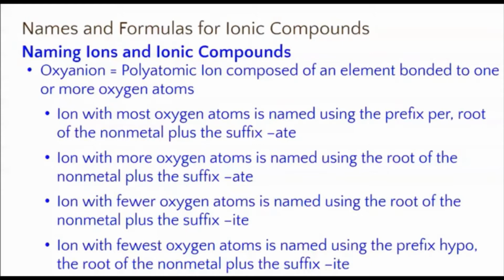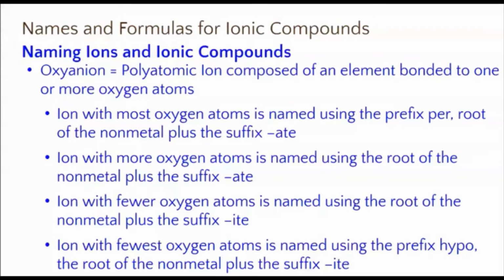If you're looking at the rule followers, per-ate will have 4 oxygens, ate will have 3 oxygens, ite will have 2 oxygens, and hypo-ite will have 1 oxygen. If you're looking at the rule breakers or your troublemakers, per-ate will have 5 oxygens, ate will have 4 oxygens, ite will have 3 oxygens, and hypo-ite will have 2 oxygens.